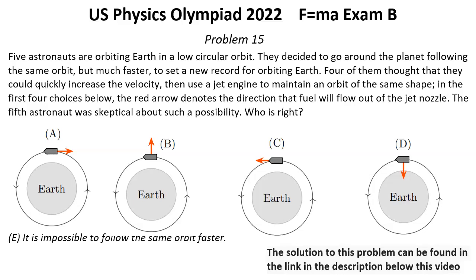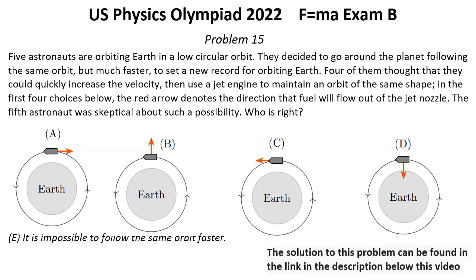In the first four choices below, the red arrow denotes the direction that fuel will flow out of the jet nozzle. The fifth astronaut was skeptical about such a possibility. Who is right?